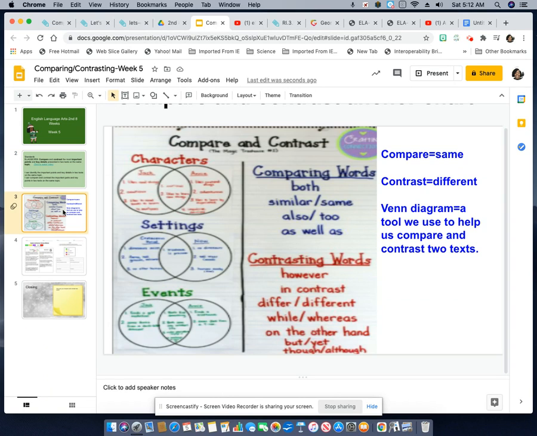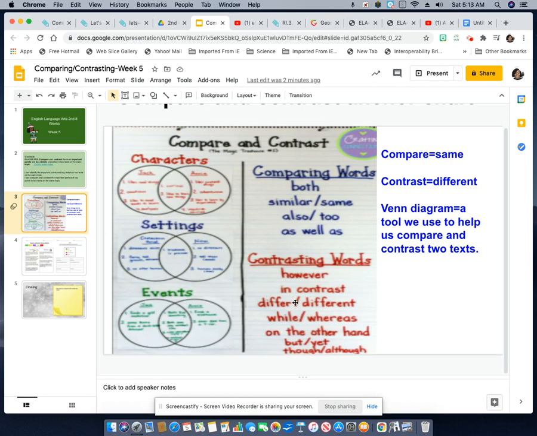Remember, when you compare, you're looking at two things that are the same. You can use words like both, similar, same, also, to, as well as when you are writing a framed paragraph to compare and contrast two different characters, two different settings, or two different events. Contrast, on the other hand, means different. And you can use linking words or transitional words like however, in contrast, differ, different, whereas, while, on the other hand, but, yet, though, and although.